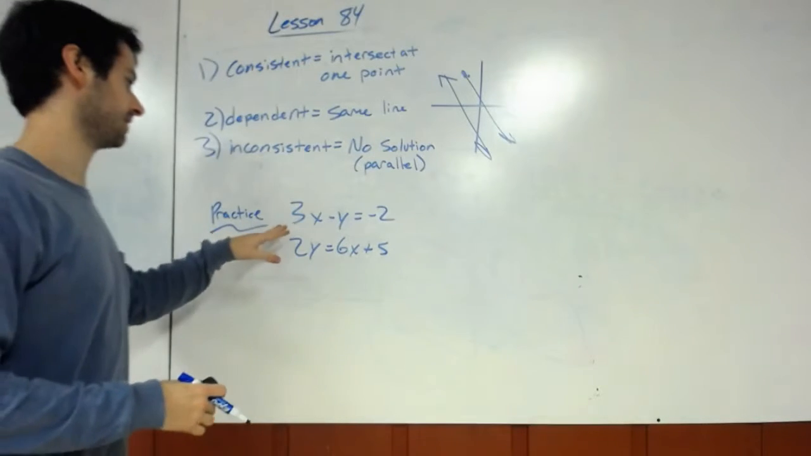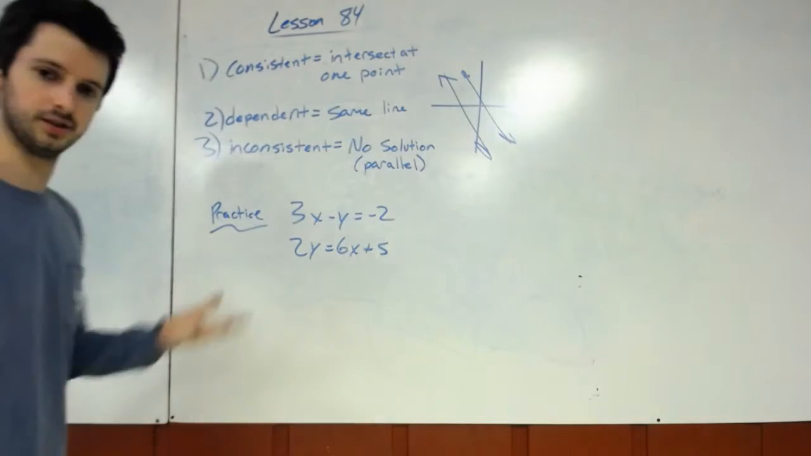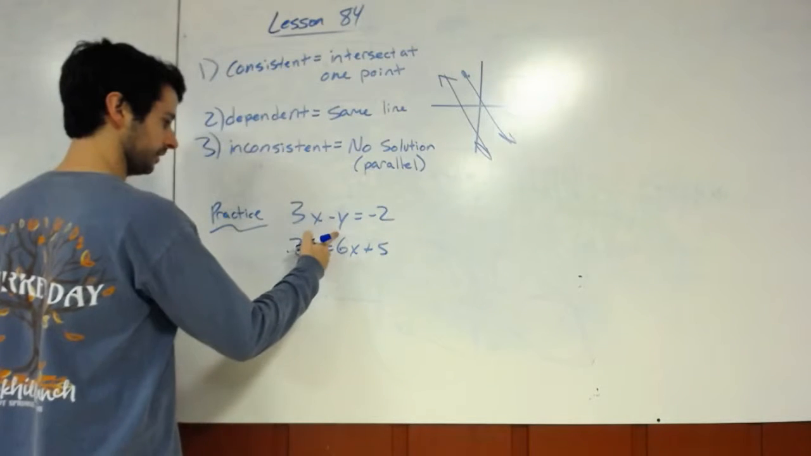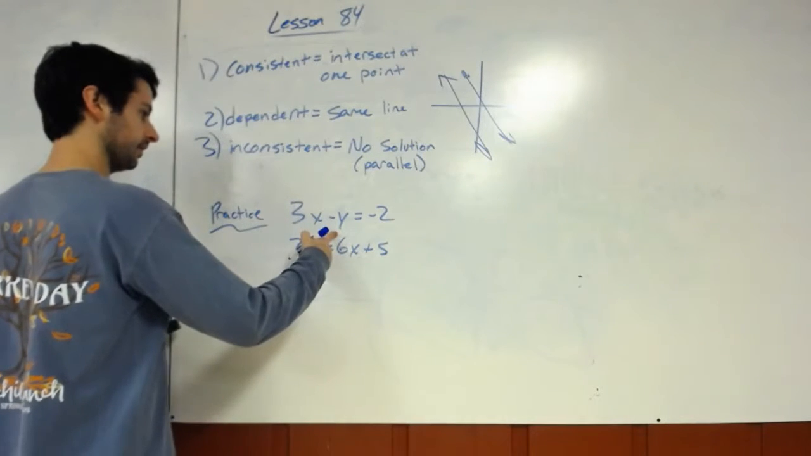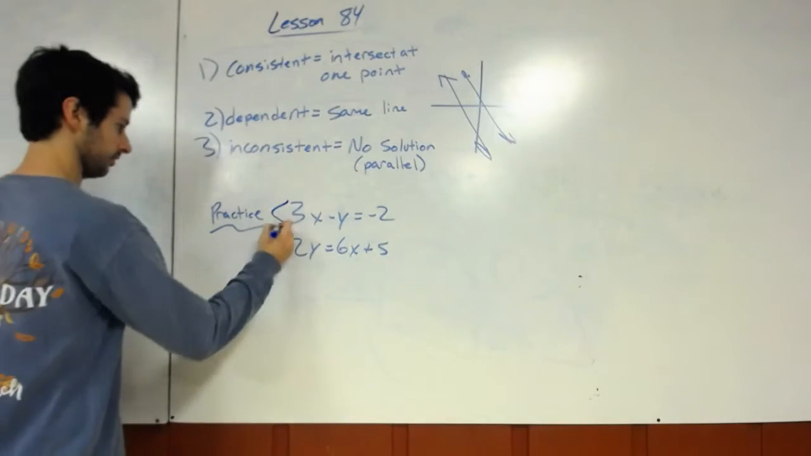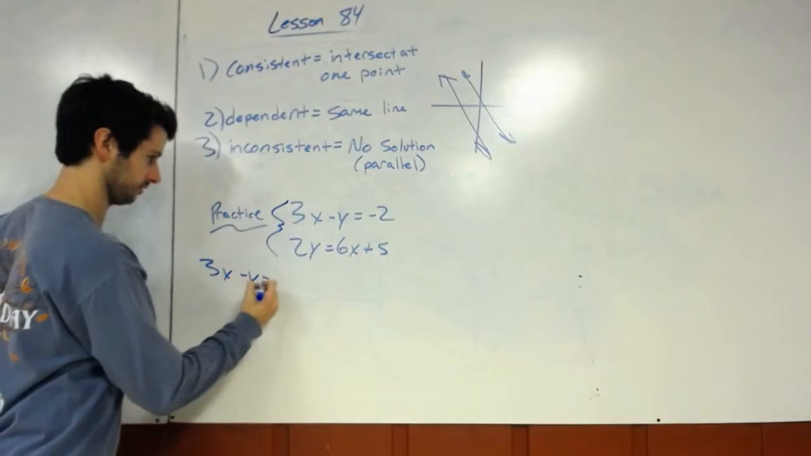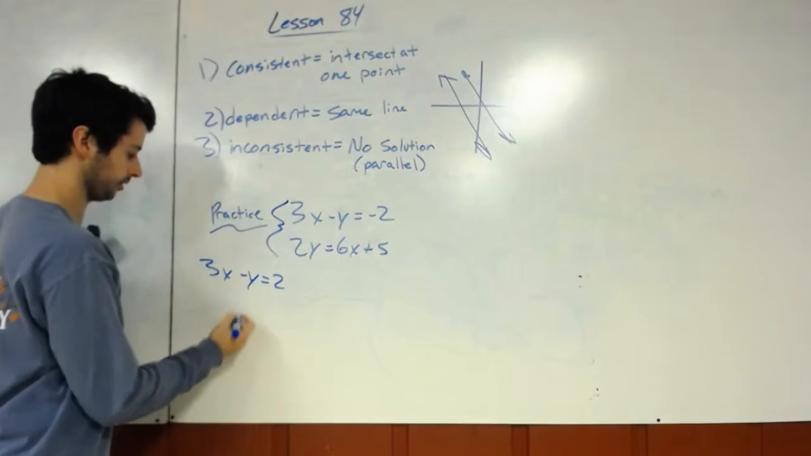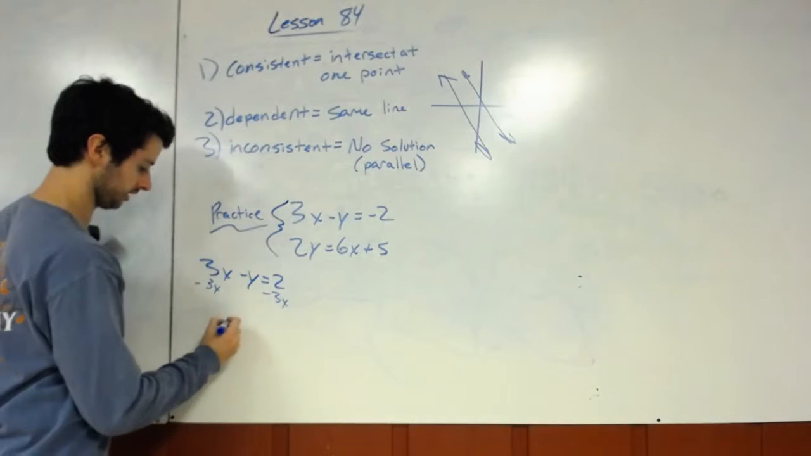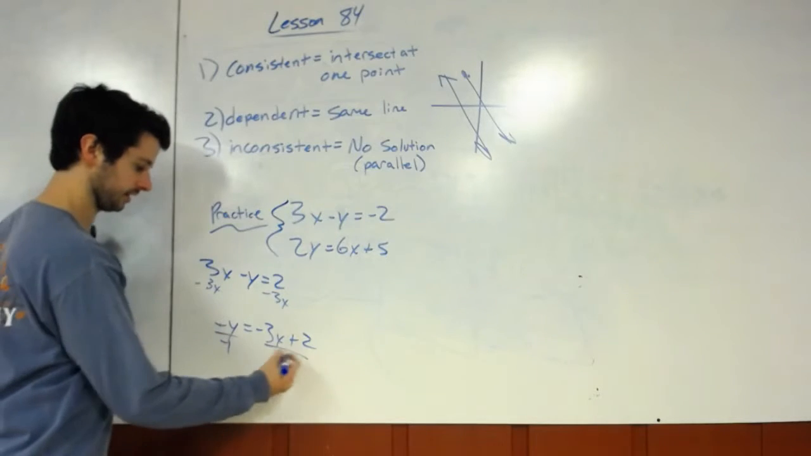It says, are these two equations consistent, dependent, or inconsistent? Which one would they be? In order to find out, you solve for y. So if I'm solving for y, I'm going to subtract 3x to get negative y equals negative 3x plus 2. Then I'm going to divide everything by negative 1.